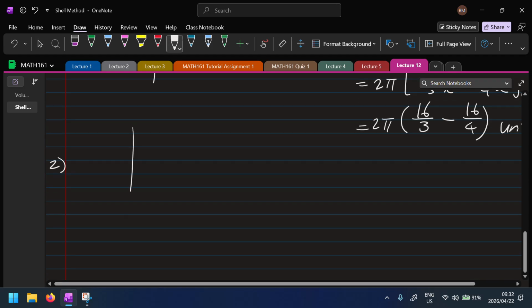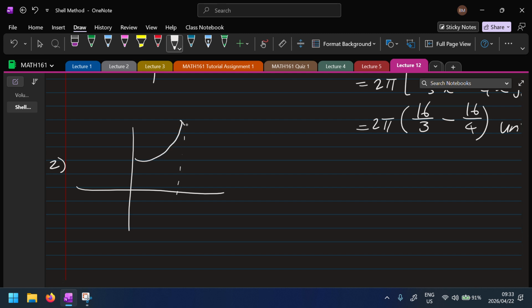Okay, we have the following setup. x equals 1. y equals x squared plus 1. Okay, so we've got this bounded region. So it's below y equals x squared plus 1 between x equals 0 and x equals 1. We want to rotate this around the y-axis.